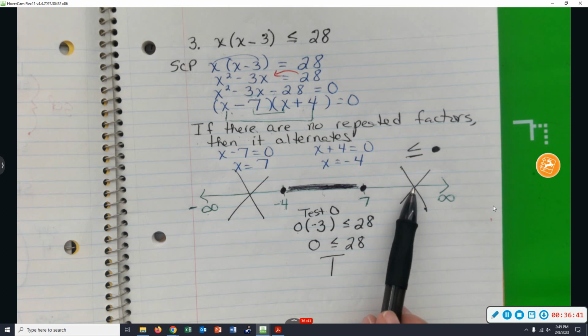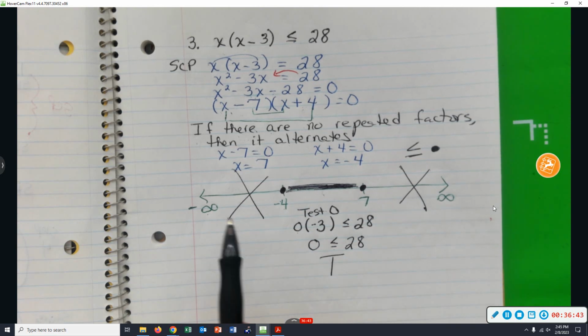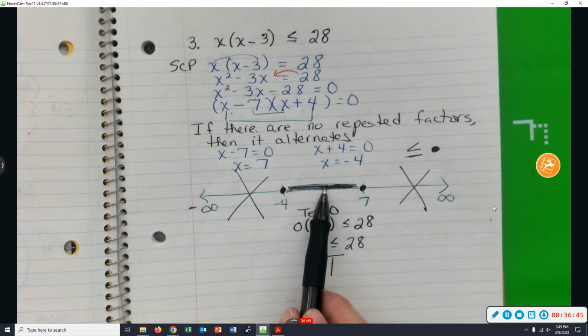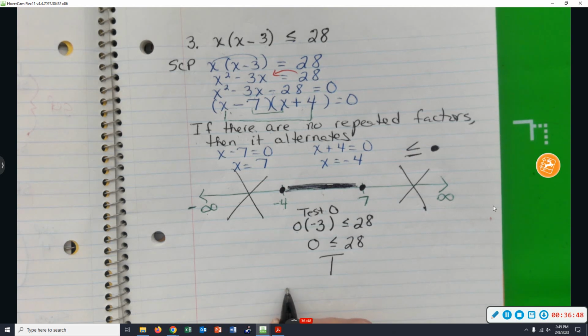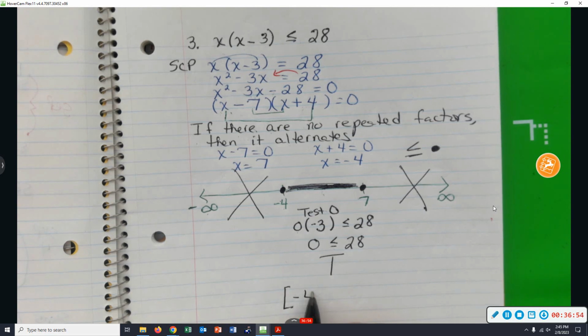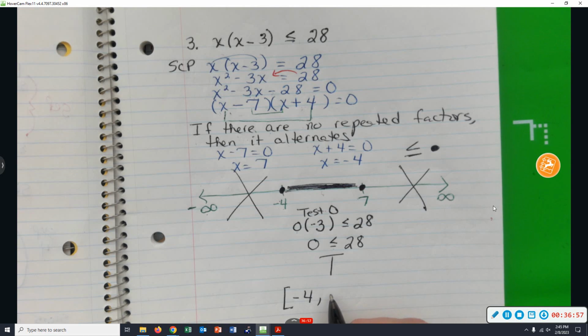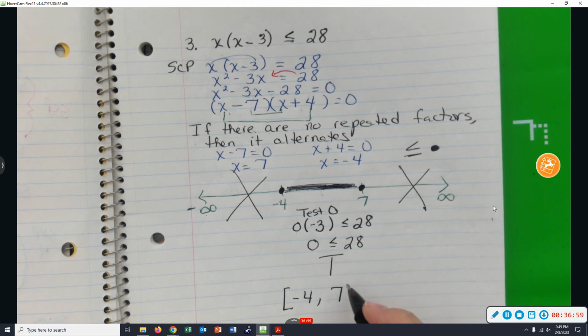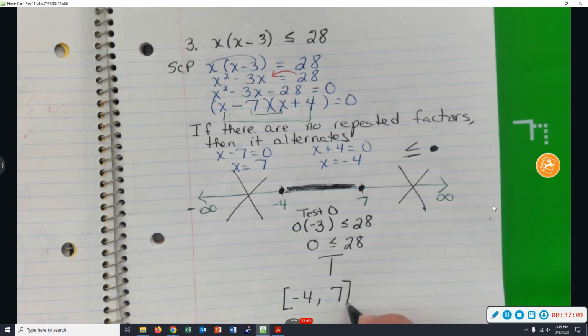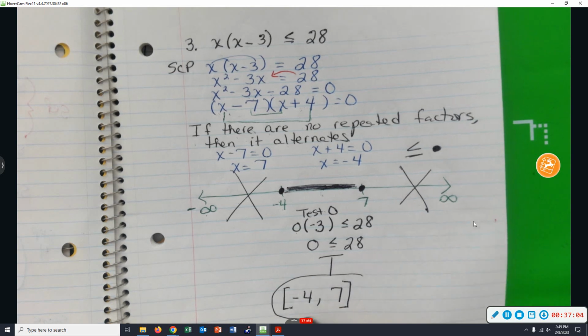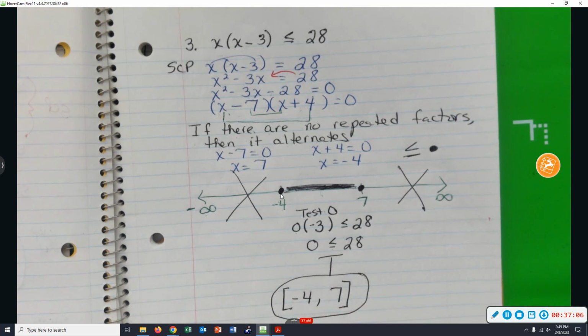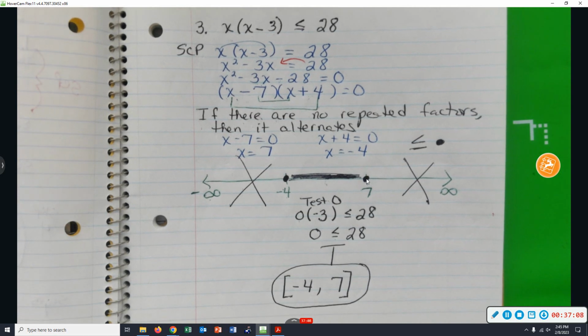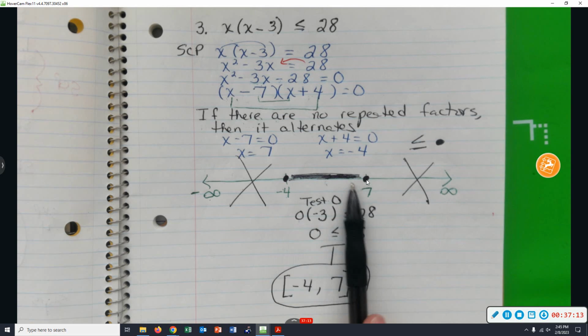We'll express using interval notation. And how many intervals are we going to have? Well, there's only one shaded. So what am I going to write? What's the first symbol I write? Bracket or parentheses? Bracket, negative 4, comma, 7, and bracket. An interval that starts and ends with a closed circle is called a closed interval. This is a closed interval.